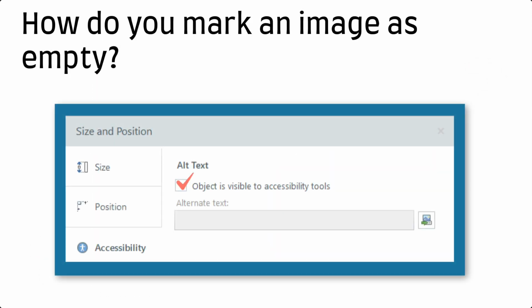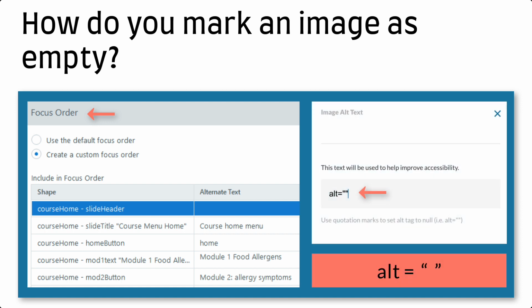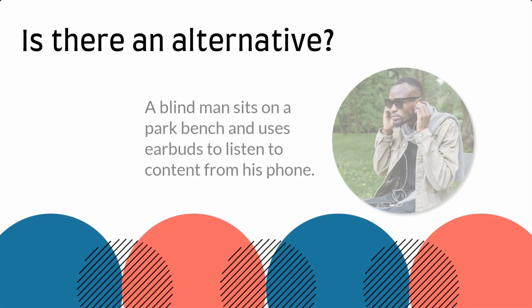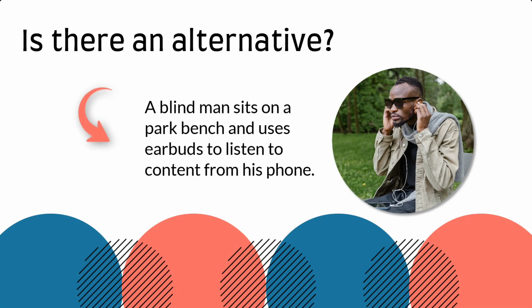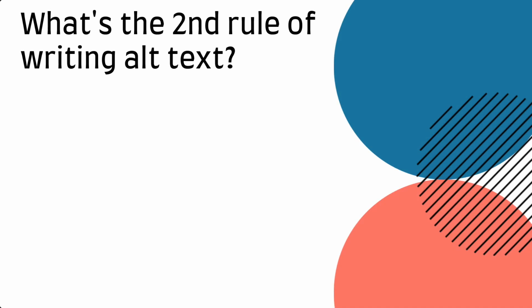How do you mark an image as empty for alt text? Many tools allow you to select a box to mark images as decorative. Alternatively, you may be able to remove the image from the focus border or add alt equals quote-unquote to the alt text field. If for some reason you cannot add alt text with your tool, an alternative is to add the alt text to the caption or the body text near the image, or even create a separate link to the alt text.